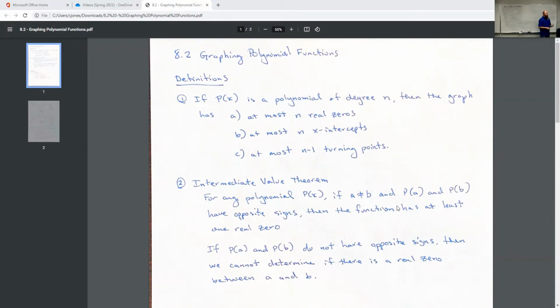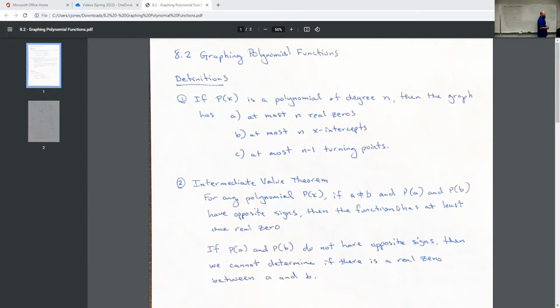Okay? We also have this, at most, n x-intercepts. Well, a 0 means the y value is 0, so that x value has to be the x-intercept. And so that's what's happening there. So your number of zeros is your number of x-intercepts. Those things will always be the same for those, okay? Now, again, it can be at most.